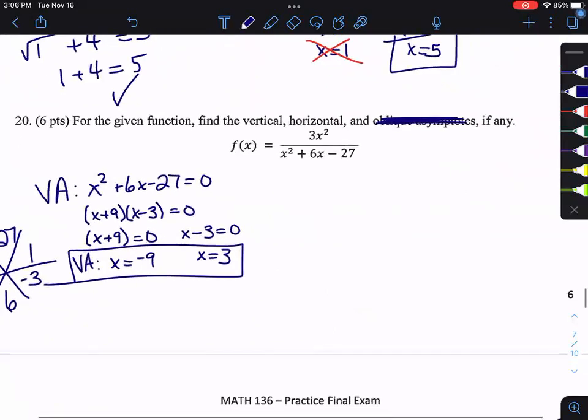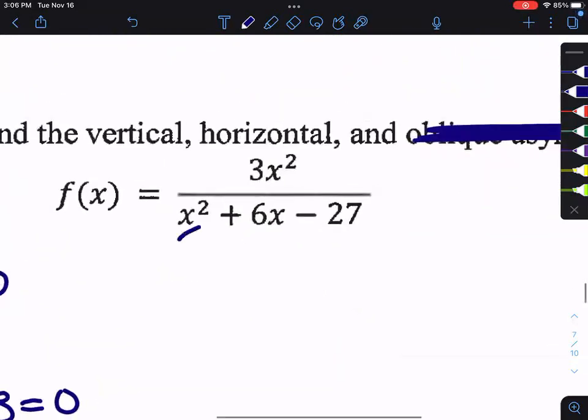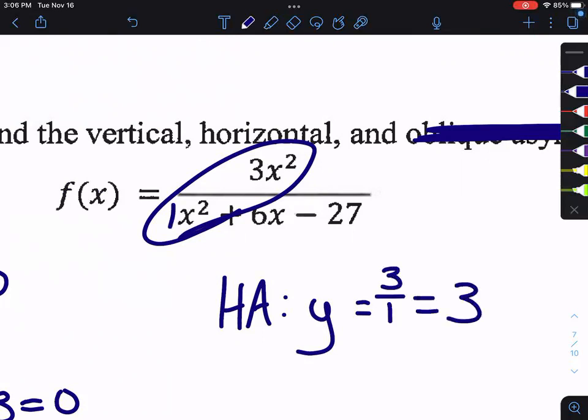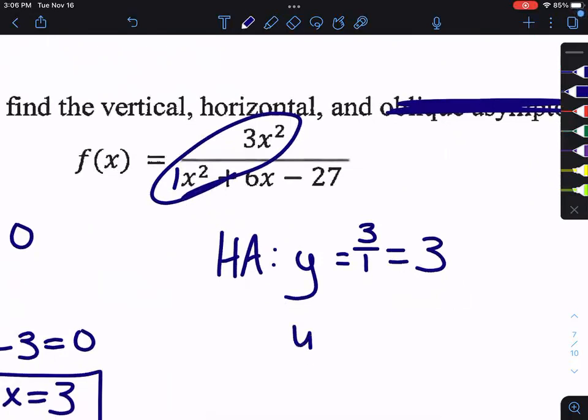For our horizontals, we're going to compare the degrees, the highest degree of the numerator to the highest degree of the denominator. So in this case, the degrees are the same. So we're going to start with y equals because it's horizontal. And in this case, we're just going to make the fraction created out of the leading coefficients. So 3/1, which is just 3. So our horizontal is y equals 3.